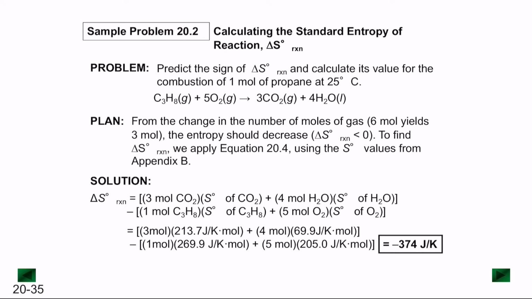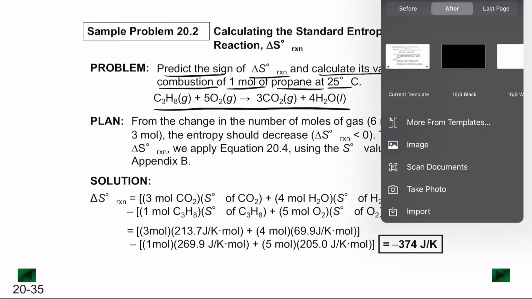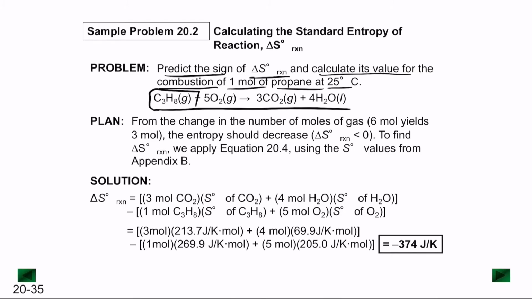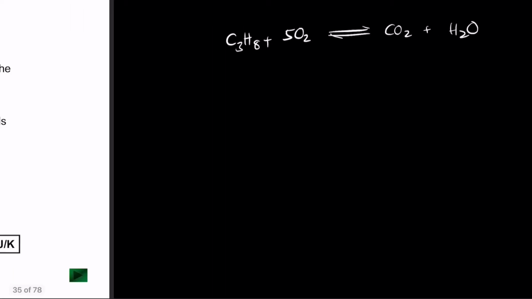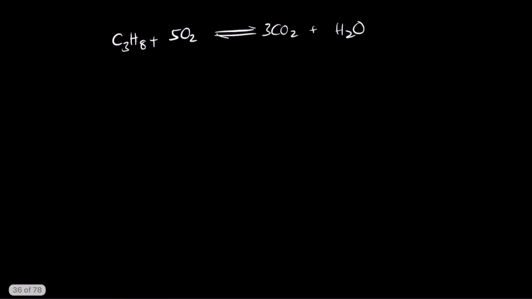So let's take an example right here. Predict the sign of delta S of the reaction and calculate its value for the combustion of 1 mole of propane at 25 degrees centigrade. So let's take the values right now. This is the equation: C3H8 plus 5O2 gives you 3CO2 plus 4H2O.